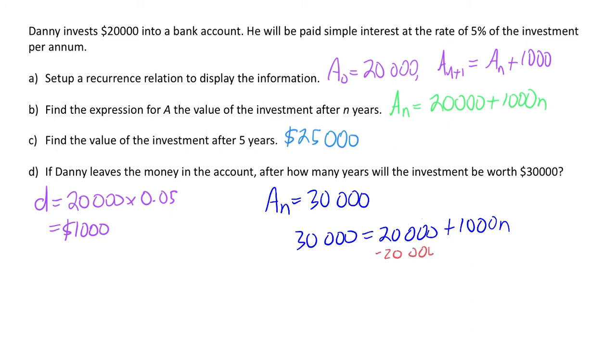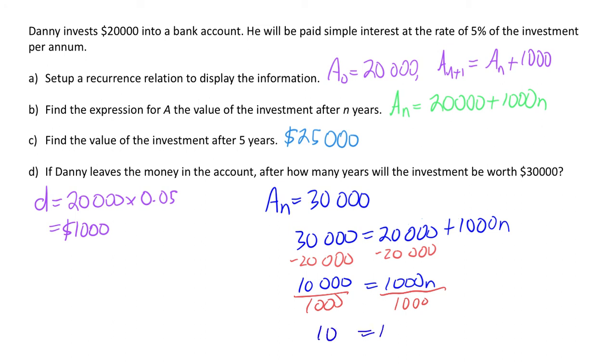So starting off by getting rid of the lonely number, so minusing 20,000 on both sides. So that leaves me with $10,000 is equal to 1,000n. To get n by itself, I need to divide both sides by 1,000. So that leaves me with an n value being equal to 10. So finishing off by answering the question, Danny's original investment will be worth $30,000 in 10 years' time. So that's an example of how we can use arithmetic sequences to be able to complete simple interest calculations.